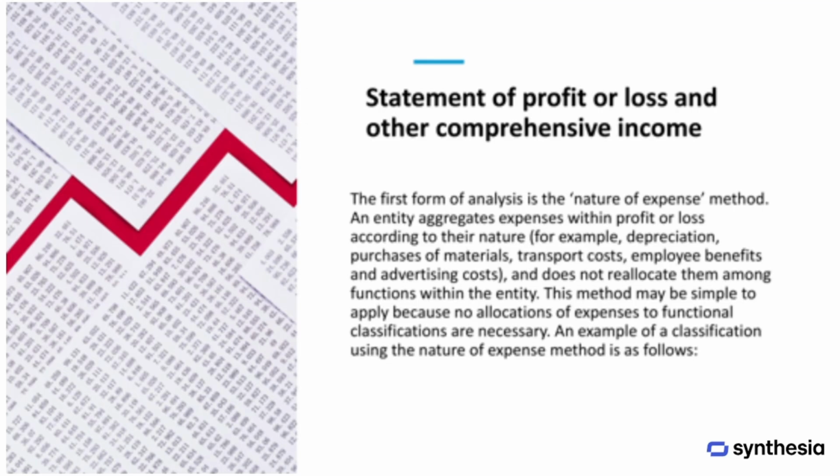The first form of analysis, known as the nature of expense method, involves aggregating expenses within profit or loss based on their nature, such as depreciation, purchases of materials, transport costs, employee benefits, and advertising costs, without reallocating them among functions within the entity. This method is typically simpler to apply since it does not require allocating expenses to specific functions.